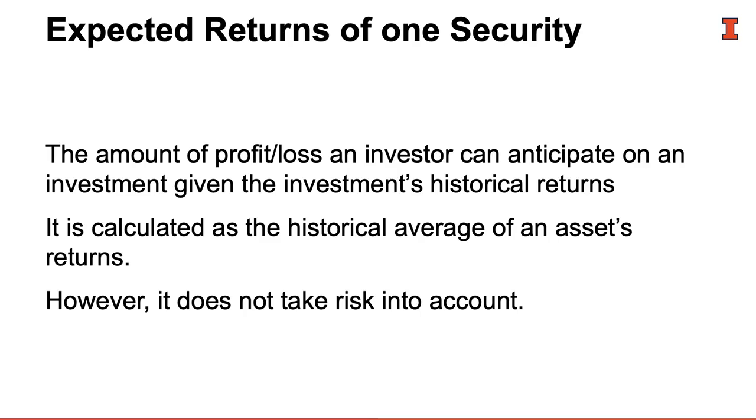Hello. The first thing I want to talk about in modern portfolio theory is this notion of expected returns. And what does that really mean? So the expected return of one security is the amount of profit or loss an investor can make or anticipate on an investment given the historical returns. So the way you calculate the expected returns of a security is to look at the historical average. Note that this part of the theory does not take into account risk.